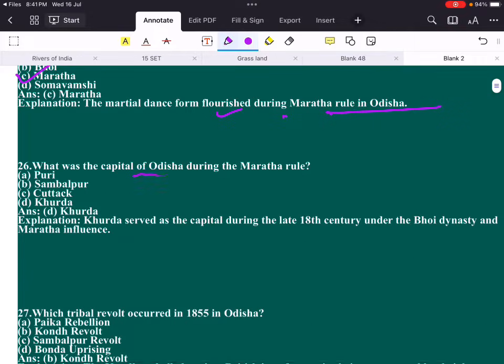What was the capital of Odisha during the Maratha rule? That is option D, Khordha. Khordha served as a capital during the late 18th century under the Bhoi dynasty and Maratha influence.